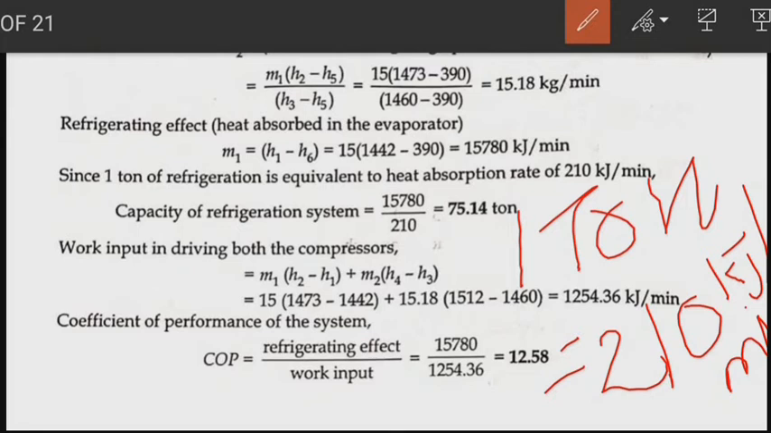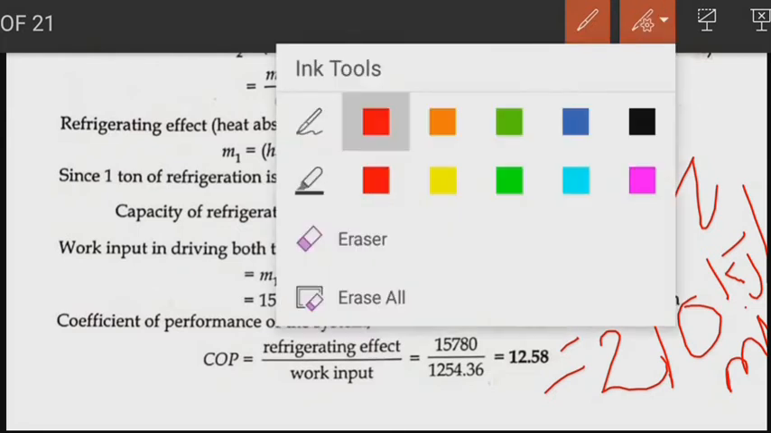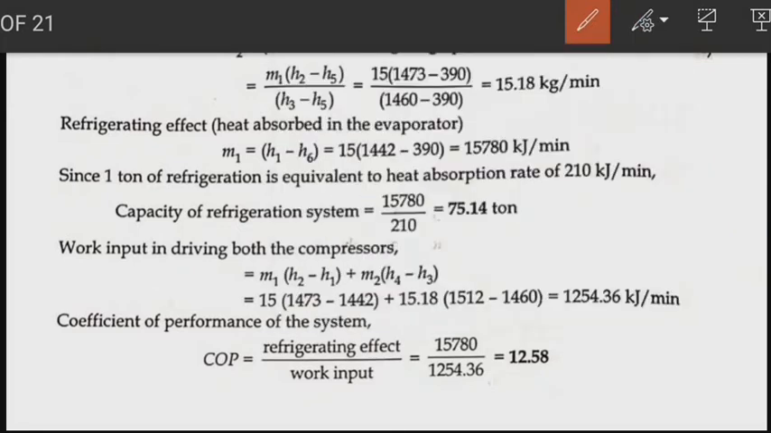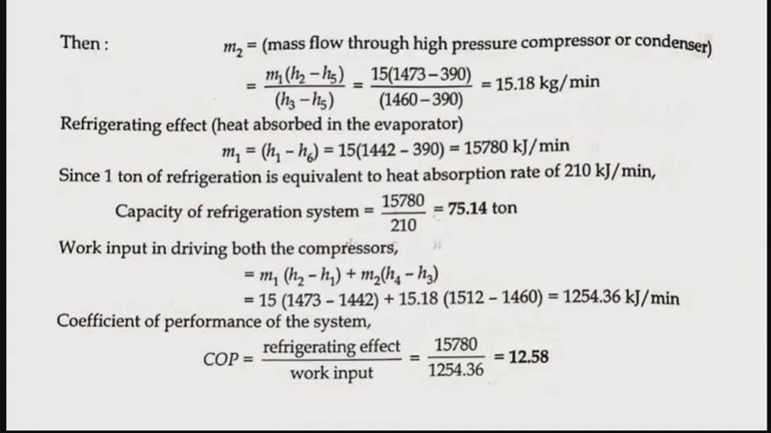Okay, right. Now you can see that this value, 15,780, is the total refrigerating effect. You got it from this calculation, and dividing that by 210, you will get the tonnage of the refrigeration system. Okay, 75.14 is the tonnage.